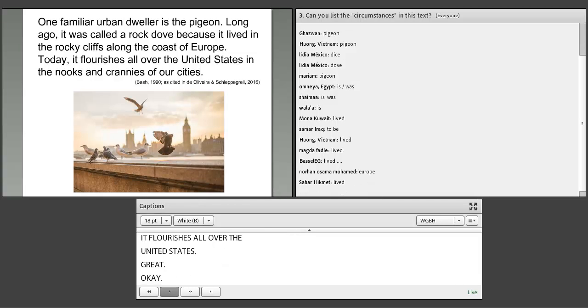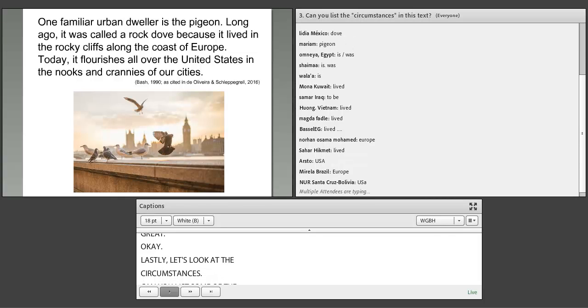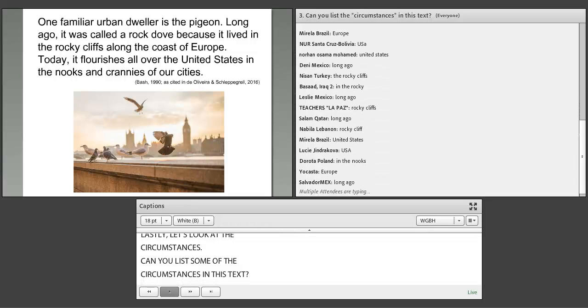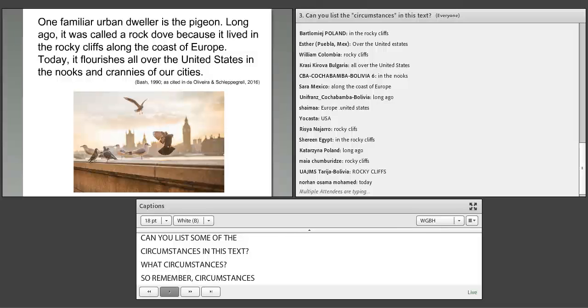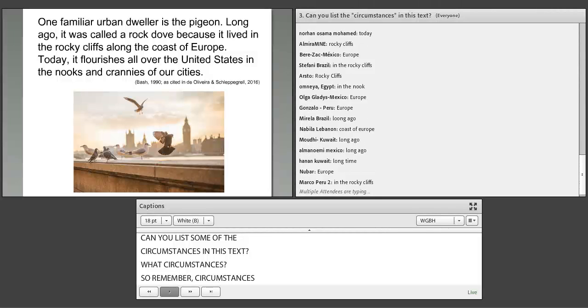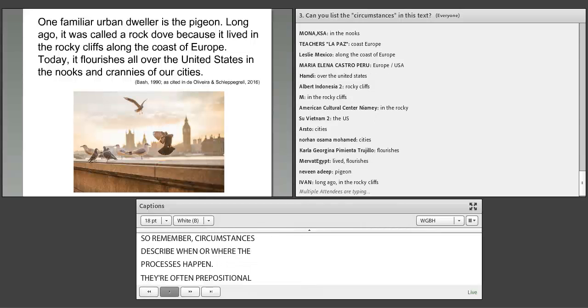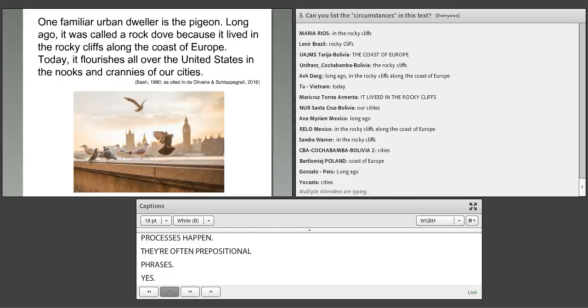Can you list some of the circumstances in this text? What circumstances? So remember, circumstances describe when or where the processes happen. And they're often prepositional phrases. Yes, in the rocky cliffs, long ago, today. Yes, excellent.